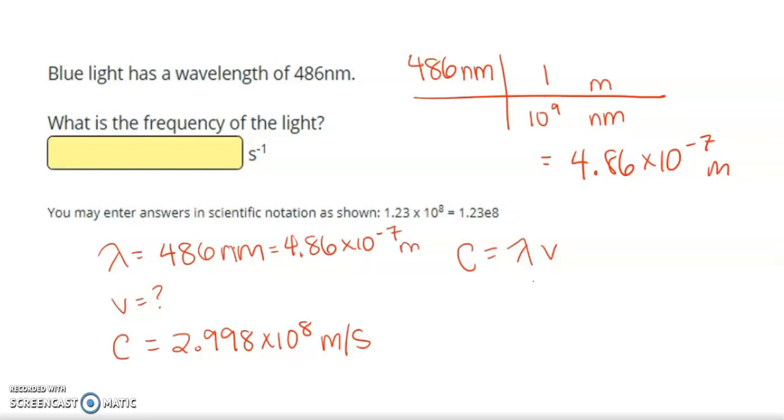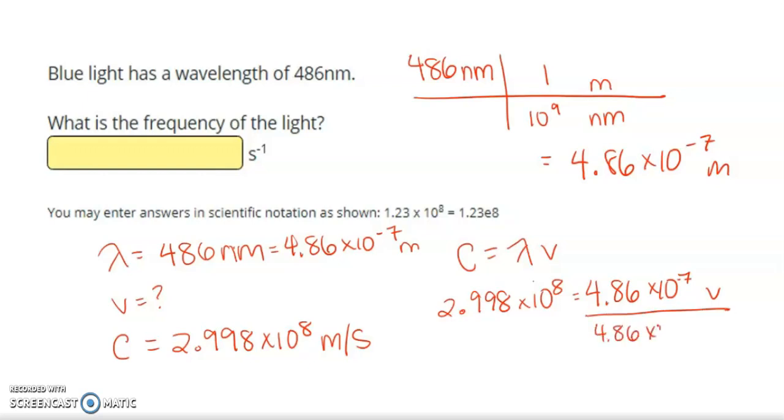Okay, so I'm going to plug these guys in. So for c, I plug in 2.998 times 10 to the 8th. That's going to be equal to wavelength, 4.86 times 10 to the negative 7 times frequency. I'm going to divide both sides by 4.86 times 10 to the negative 7.